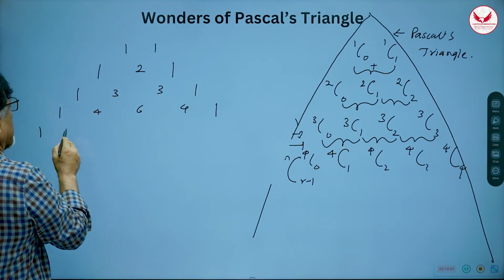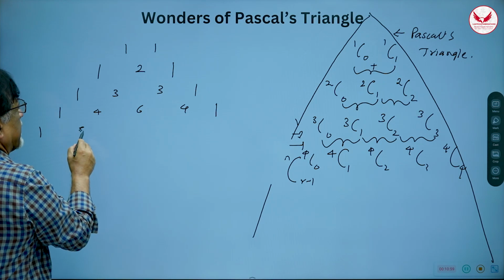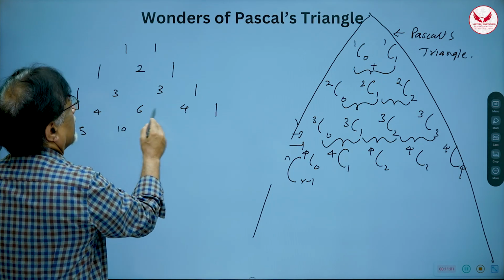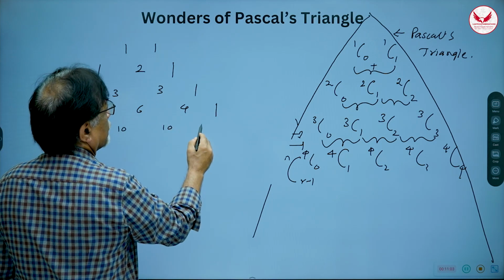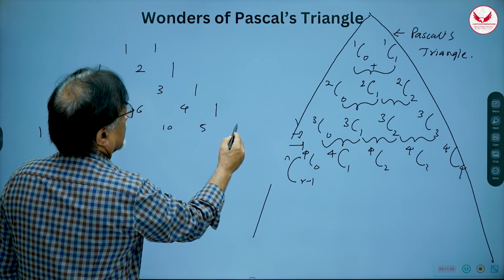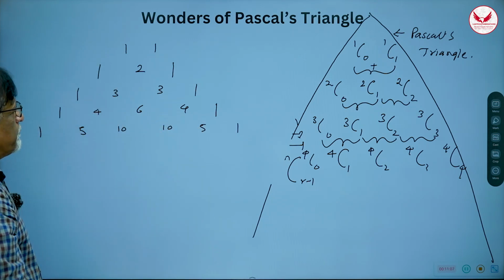Then I'll start with 1, add these two, I'll get 5. Add these two, I'll get 10. Add these two, I'll get 10. Add these two, I'll get 5. And then I will put 1.